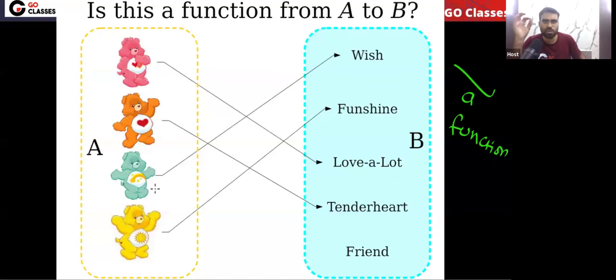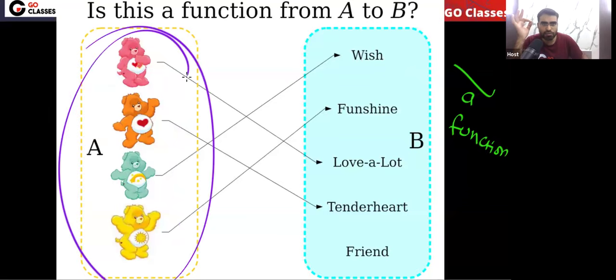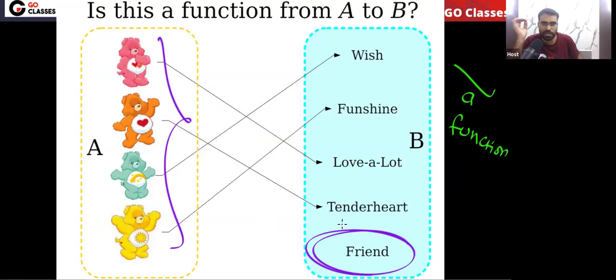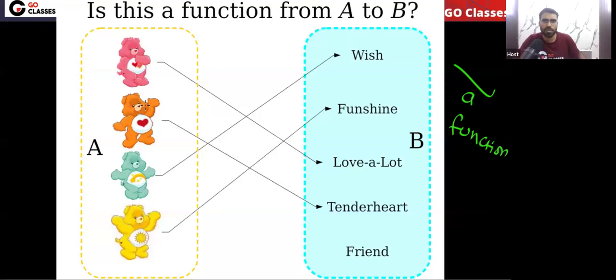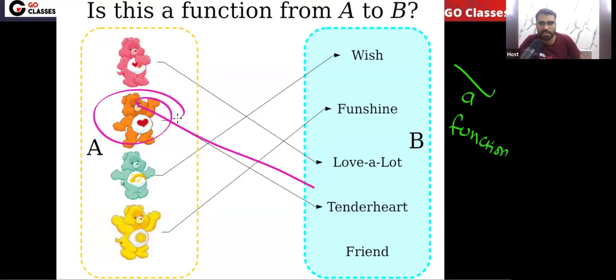So please focus on the definition of a function. A function is a structure from set A to set B such that every element of set A must be associated with exactly one element of set B. Remember, it is perfectly fine that no element of set A is associated with this element of set B. This is allowed, so don't worry about it. Every element of set A is associated with exactly one element of set B. So yes, this is a function.